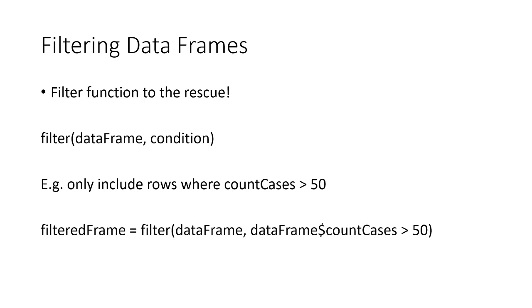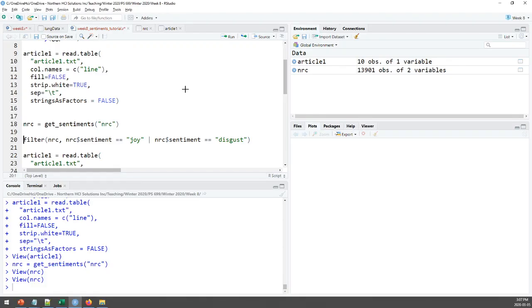So in this case, we can use filter. If we do filter NRC where sentiment is equal joy, oh, what's going on here? Anybody see this character that I've got highlighted? Anybody know what that's called? That means or, very close. So this is called the pipe character that I've got selected, and this means or. So what I'm saying is filter the NRC data frame where the sentiment is joy or the sentiment is disgust.